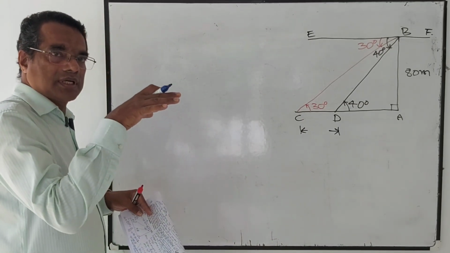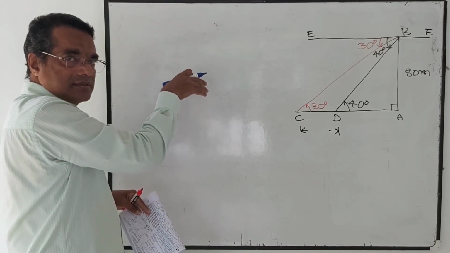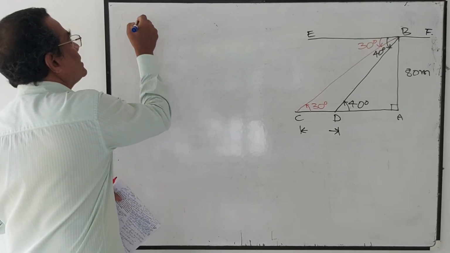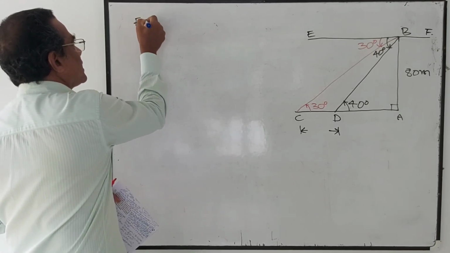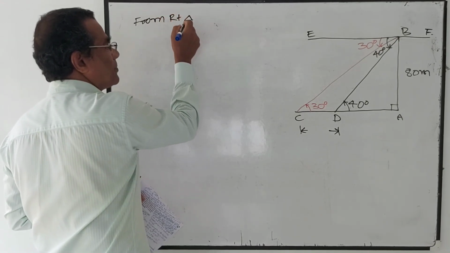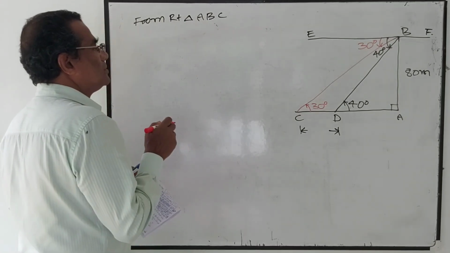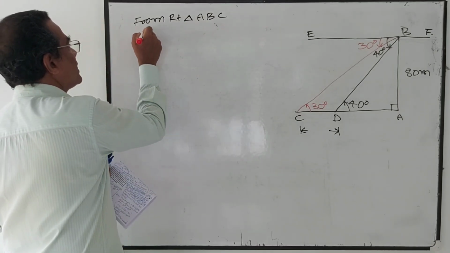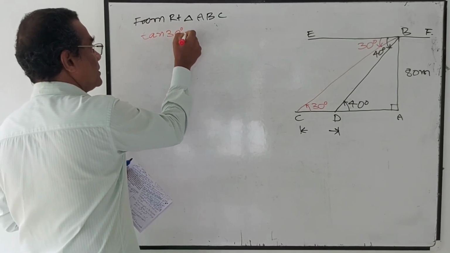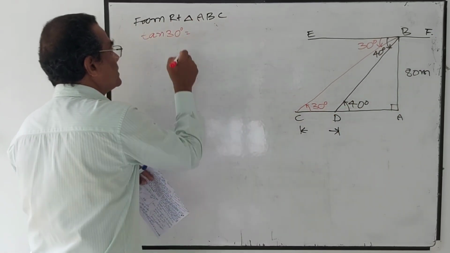Then, after writing all these details, you need to proceed like this. From right triangle, let us consider ABC. So, from that, tan 30 degrees equals AB by CA.